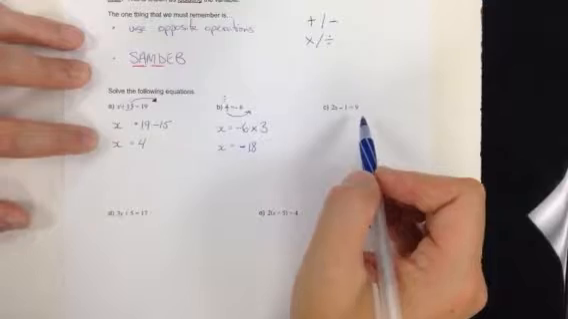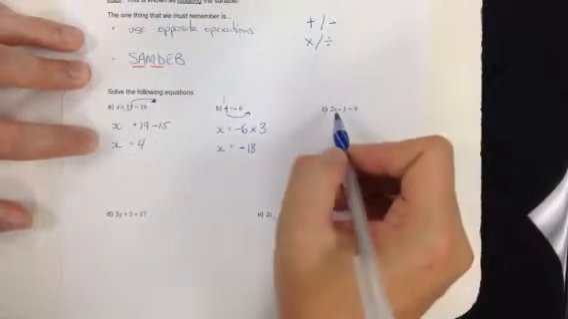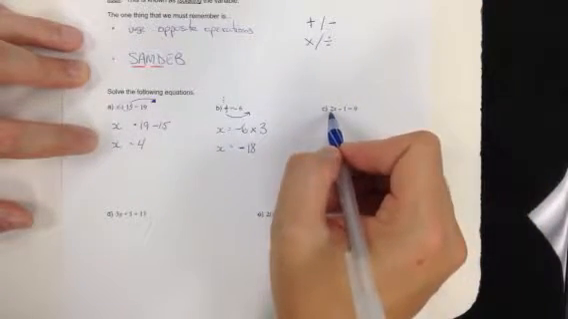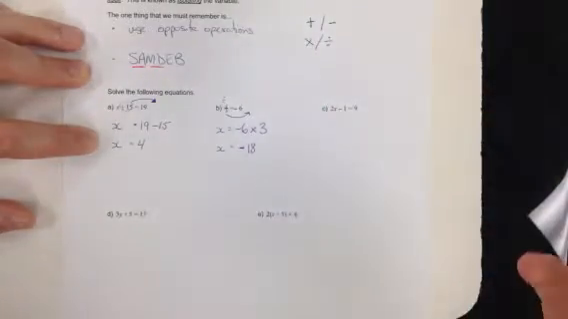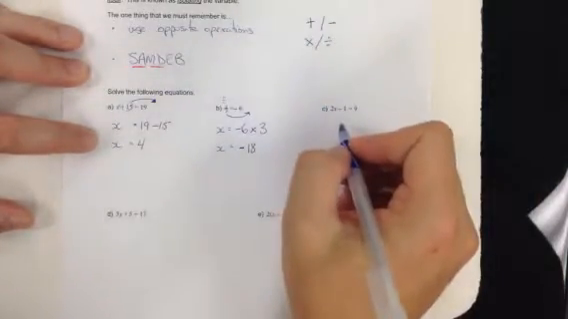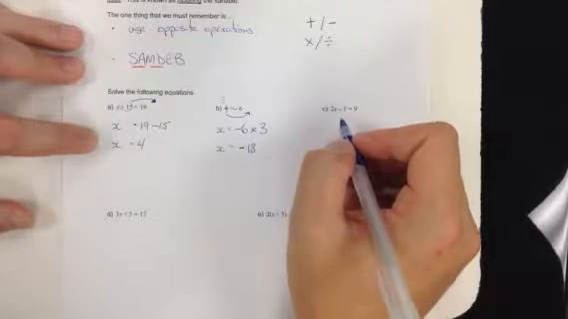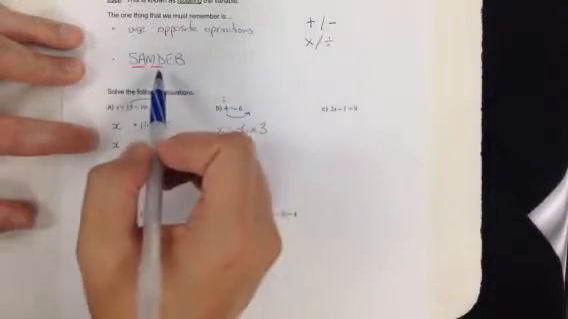Now, when we get to the third example, you'll notice that there are now 2 numbers with the x. We've got a 2 and a 1. Okay, so we need to get rid of both numbers so that we can get the x by itself. Now the question is, which one do we do first? And this is when we refer back.